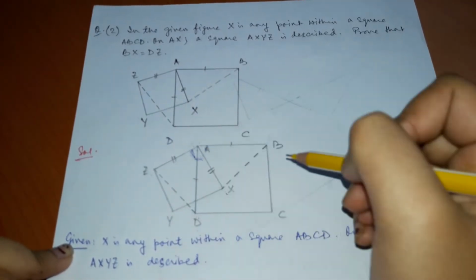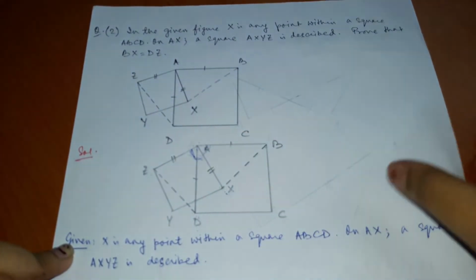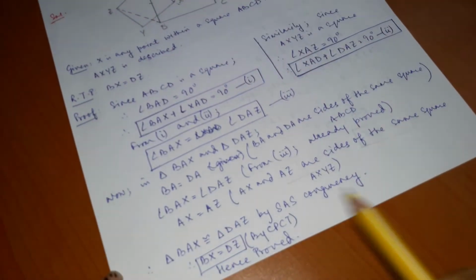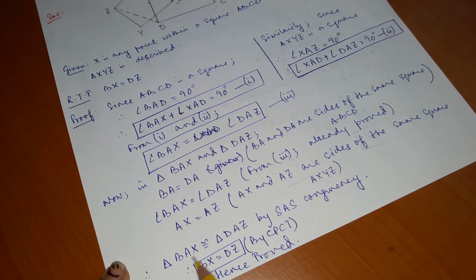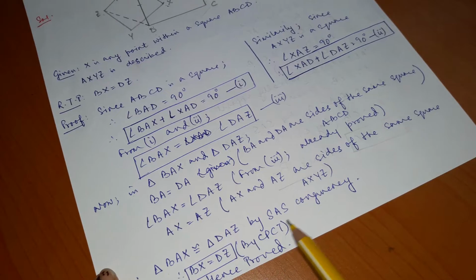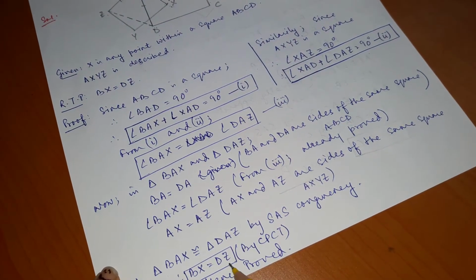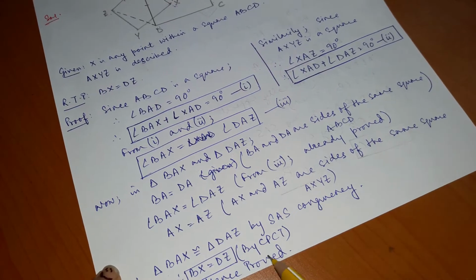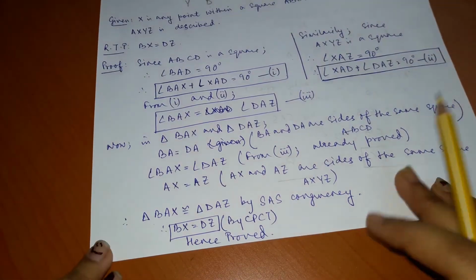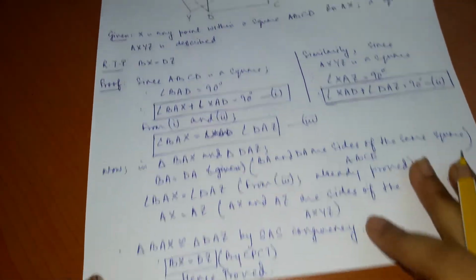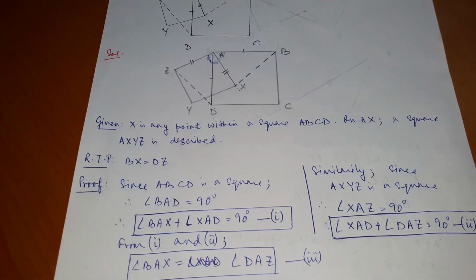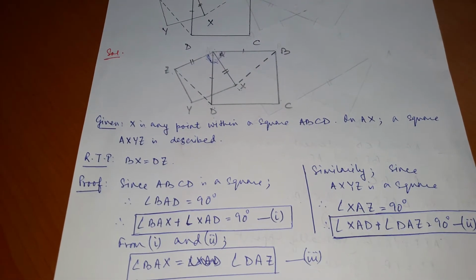DAZ भी बीच का angle है, BAX भी बीच का angle है. So we can say that triangle BAX is congruent to triangle DAZ by SAS congruency. Therefore, BX equals DZ by CPCT, corresponding parts of congruent triangles, and this was our required to prove statement. So hence proved. Have a look at the solution.